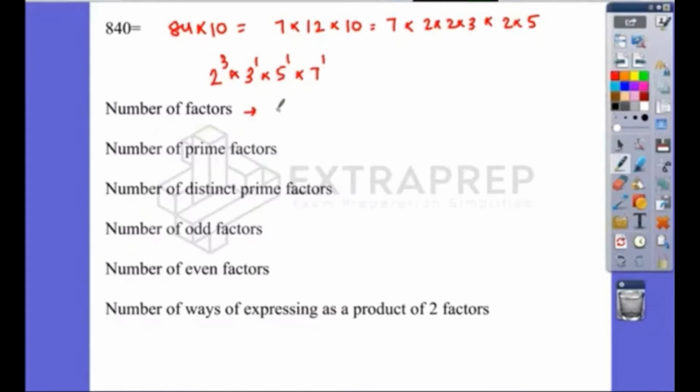Once you get this, number of factors we already know. You just have to add 1 to the powers and multiply them. You'll get your answer. This is easy.